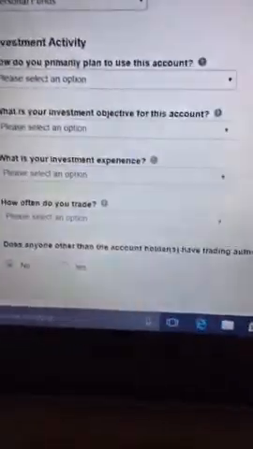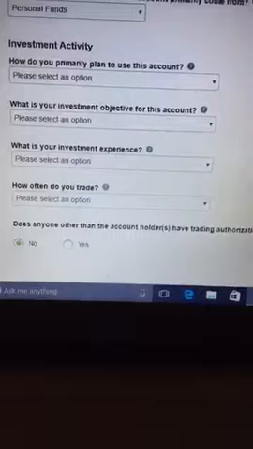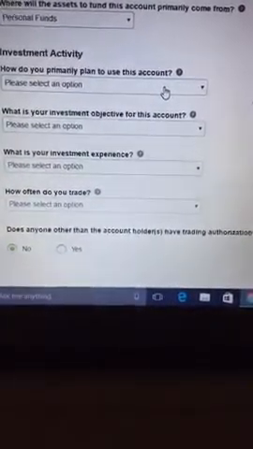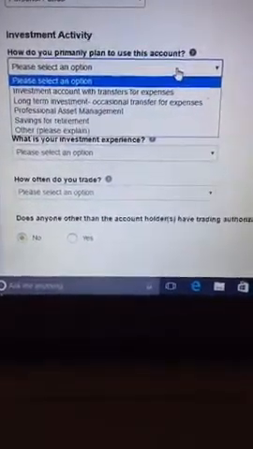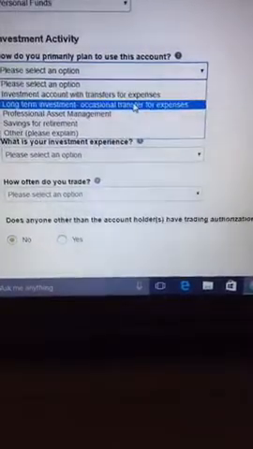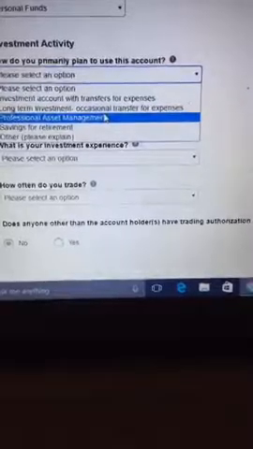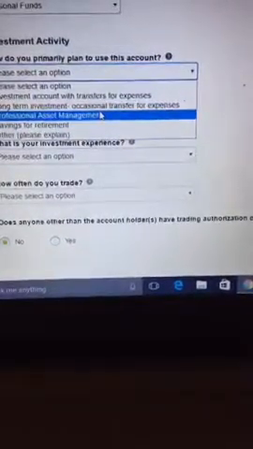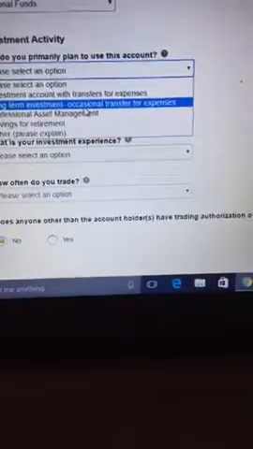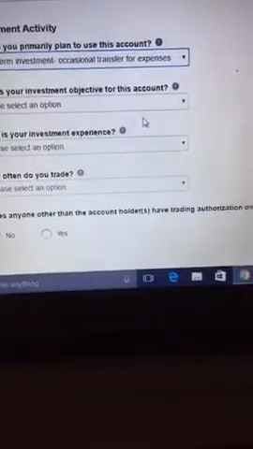Okay, so now we're at investment activity. This will probably confuse some people because they're not familiar. So how do you primarily plan to use this account? Okay, so it's an investment account with transfer expenses, long-term investment, professional asset management, savings for retirement, other. It depends on your situation. For today, I'm just going to do long-term investment. I'm big on long-term investing.